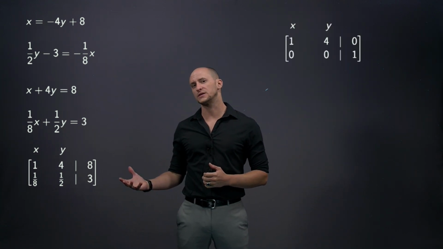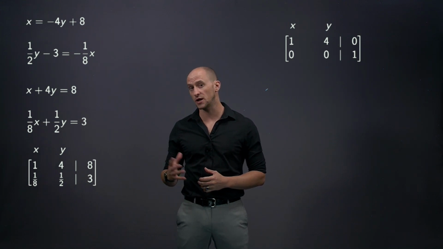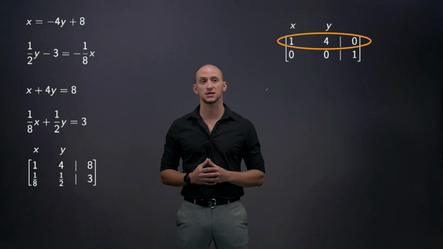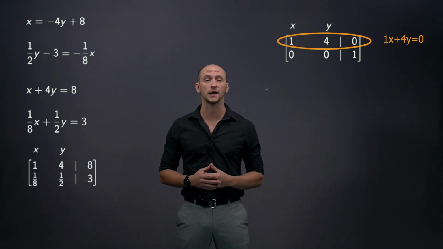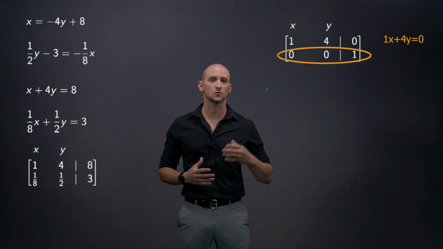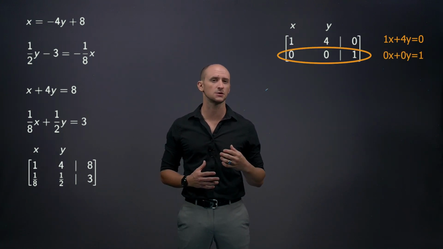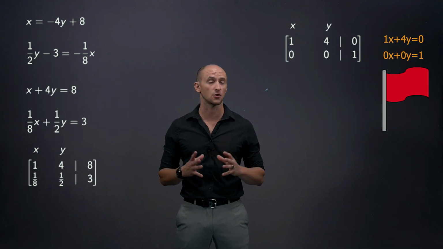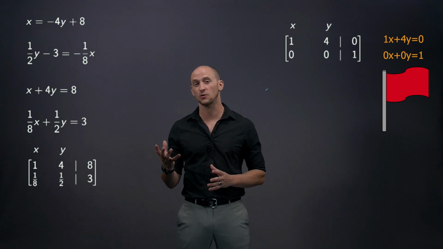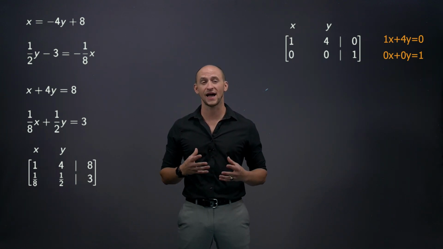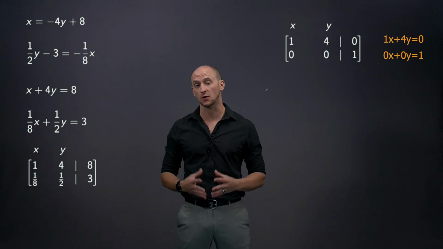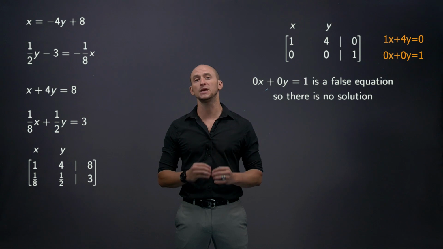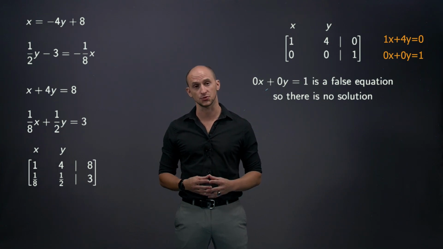So just like with our augmented matrix where every row was an equation, the same thing applies here. So my first row in my reduced matrix is 1x plus 4y equals 0. And the second row becomes 0x plus 0y equals 1. And hopefully that immediately sets off some alarm bells, because we can't have 0 on the left and 1 on the right. That actually gave us a false equation. And if we have a false equation in our reduced form, immediately the answer is no solution.